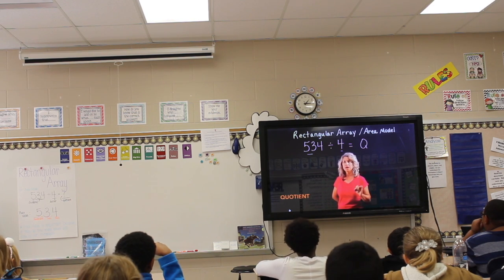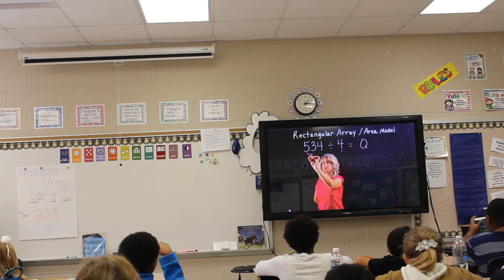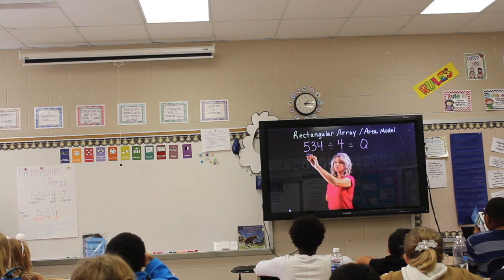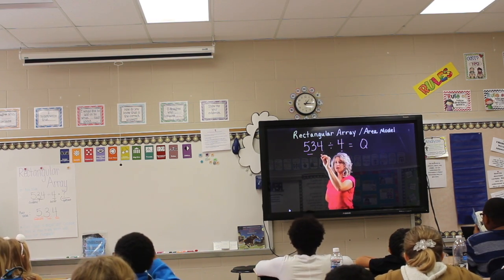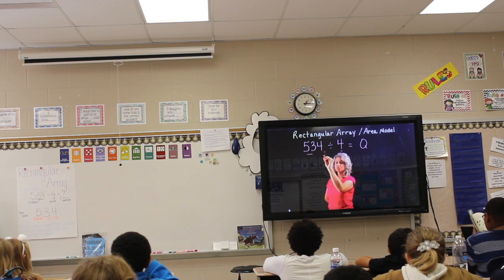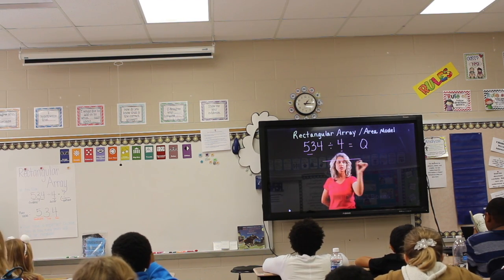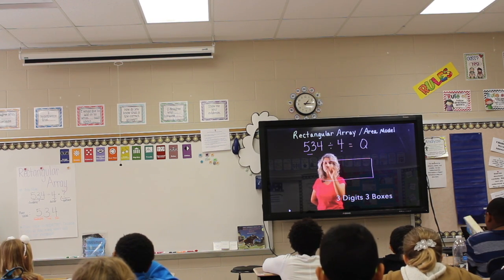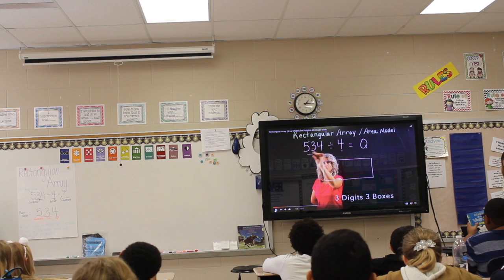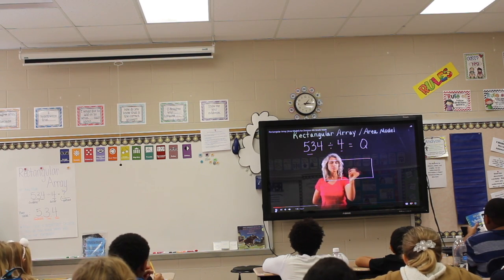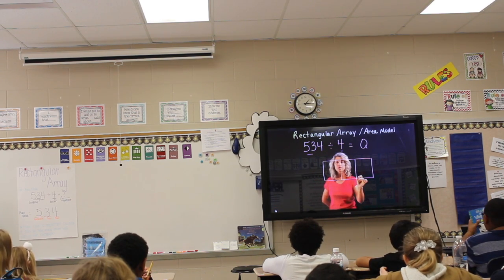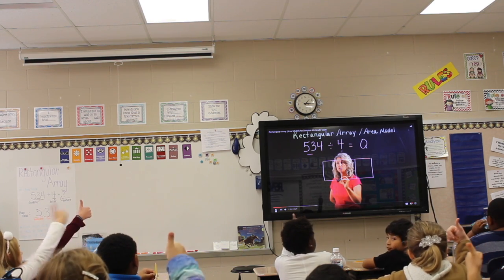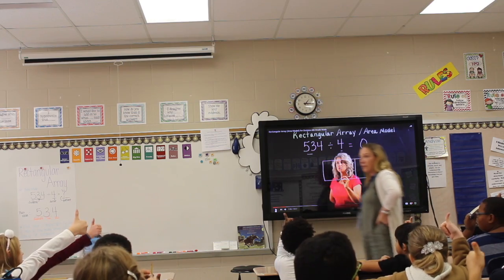Okay? Now, when we set up our rectangular array, you will look and see how many digits you have. And since the 5 is in the hundreds place, this is a box that we'll need to draw with 3 boxes for the 3 digits. Okay. Do me a favor, thumbs up if you understand so far. Is that pretty much everyone?